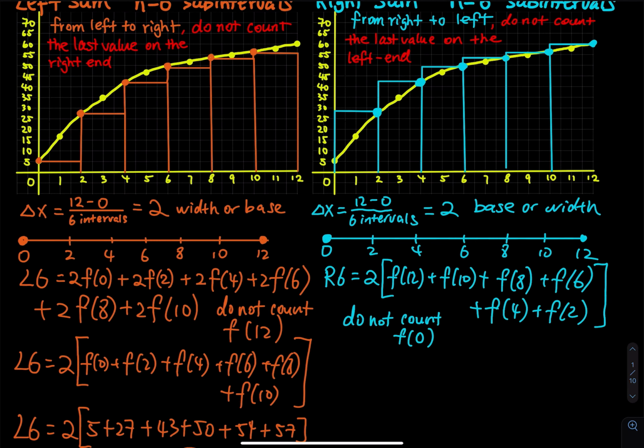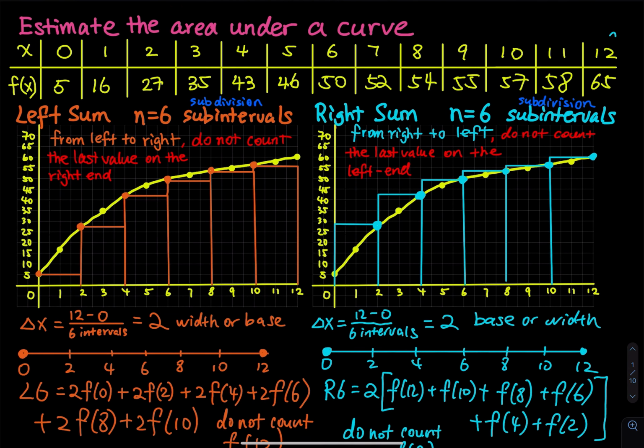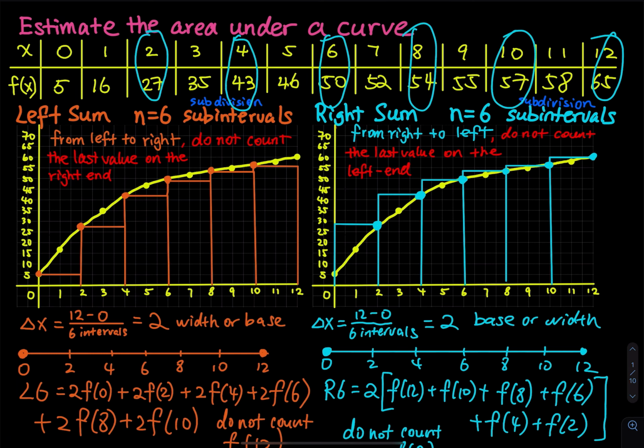Okay, let's take a look at what that equals. So we have 2 times, when x is equal to 12, you have to grab this value, right? 65, 57, 54, 50, 43, and 27.